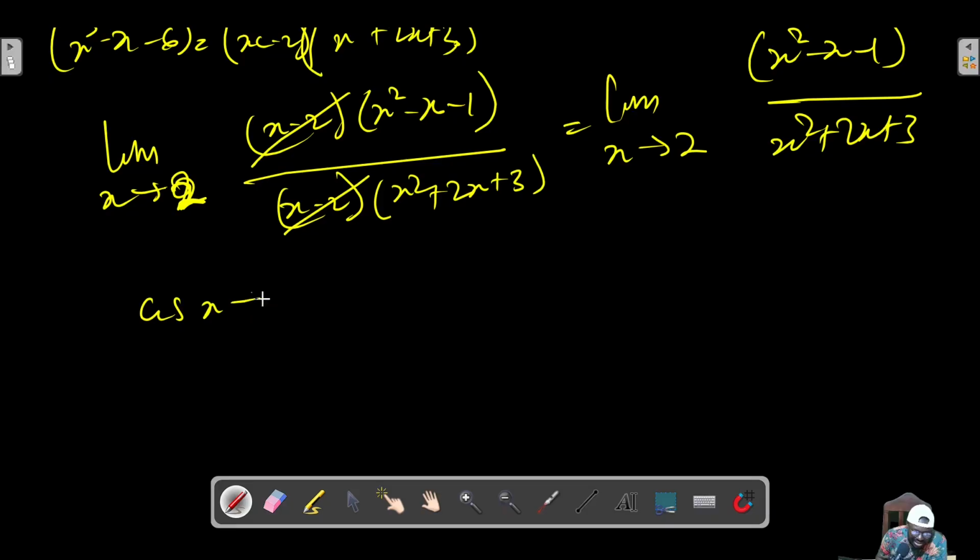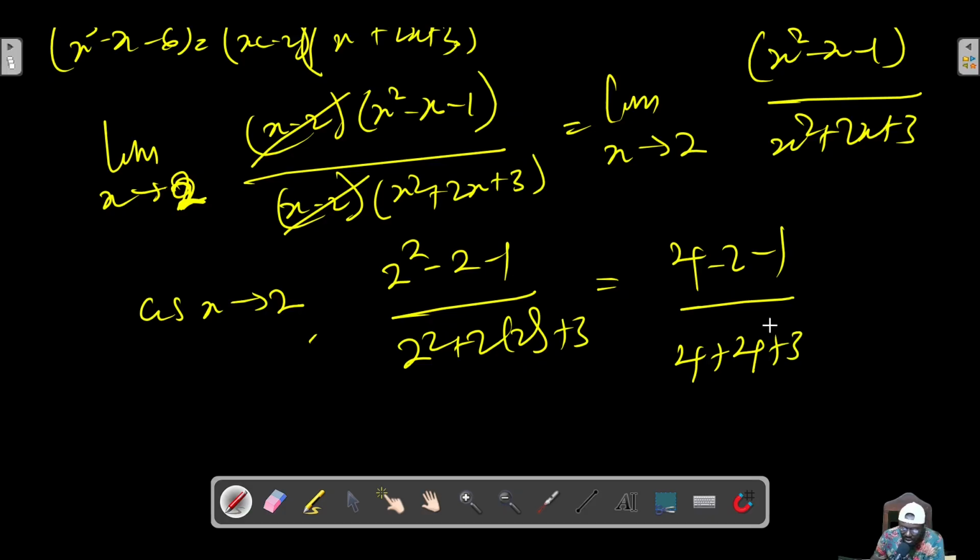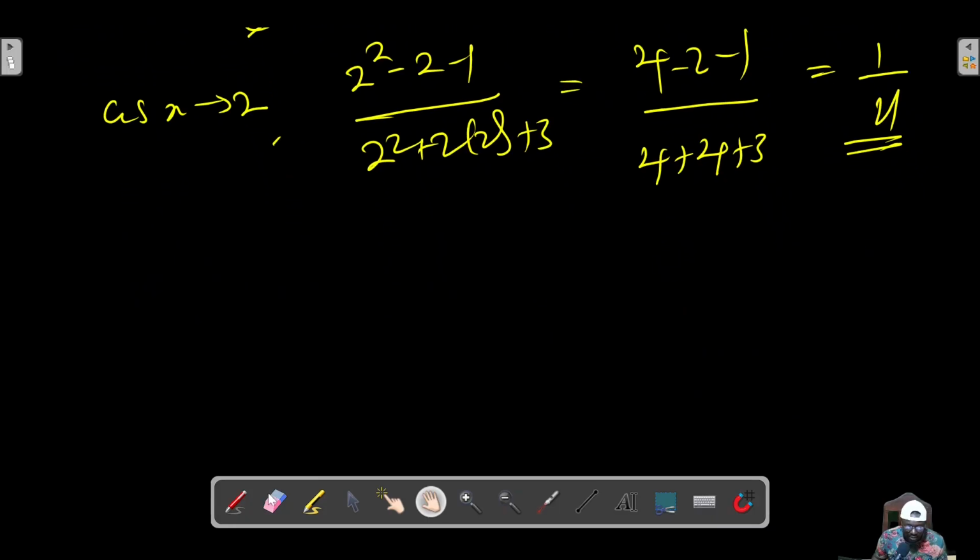So as x is approaching 2, what do we have? We have 2 squared minus 2 minus 1 divided by 2 squared plus 2 times 2 plus 3, which is equal to 4 minus 2 minus 1 divided by 4 plus 4 plus 3. 4 minus 2 is 2. 2 minus 1 is 1. So 1 over 4 plus 4, 8 plus 3, 11. So we end up with 1 over 11. This is a simple question, but it's just involving. Let's move to the next one.